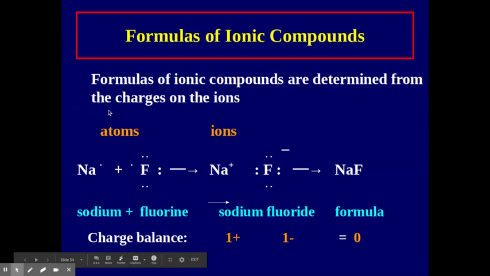All right, formulas for ionic compounds are determined from the charges. So the charges have to balance. In this case, you have sodium, you have fluorine. Now, once they become ions, sodium doesn't change its name, it's still sodium, but fluorine becomes fluoride. So you have sodium fluoride. It's a 1-to-1 ratio. Everything's balanced.